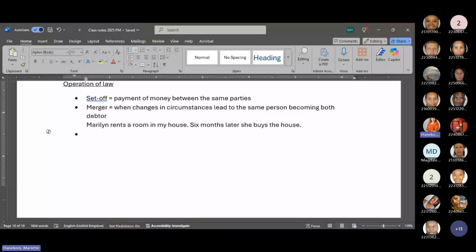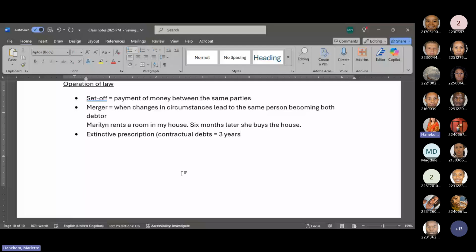When circumstances change, things happen, which has the effect that the same person becomes both debtor and creditor. This is one that you might not know about. Extinctive prescription. In terms of the Prescription Act 68 of 1969, you don't need to remember that. Debts don't last forever. I've given you only one example. There are different time periods. The only one I've mentioned in the notes, contractual debts, so debts that arise from a contract will prescribe after 3 years.